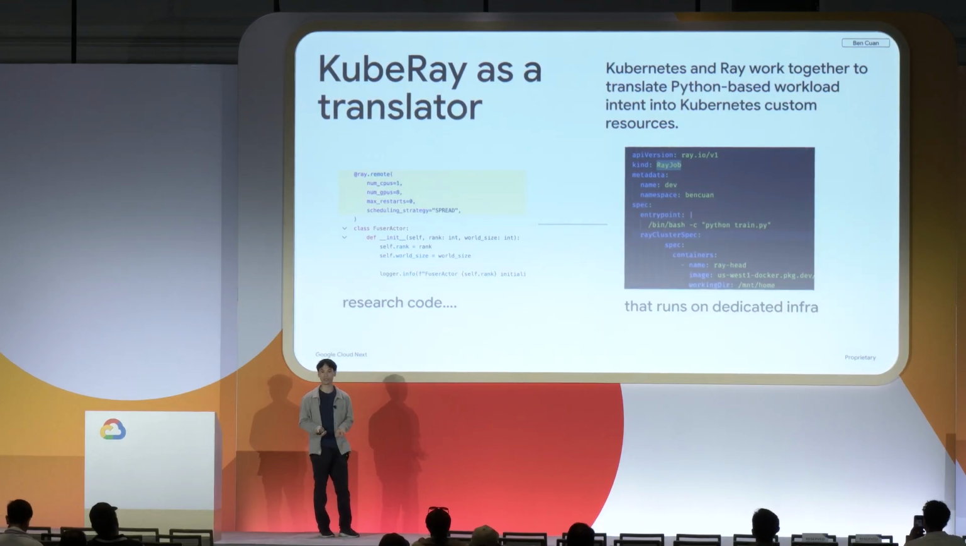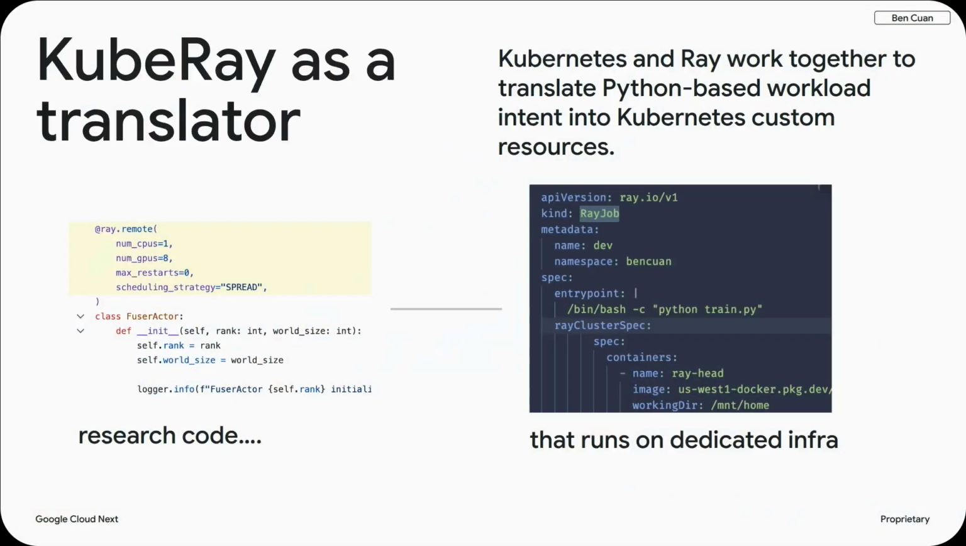And so once we have a Kubernetes cluster, the next stage is to install kubeRay. And so the way that kubeRay works is that it translates Python, which is easy to write and understand for researchers, into Kubernetes custom resources, which are easy for me and the rest of the infrastructure team to maintain.